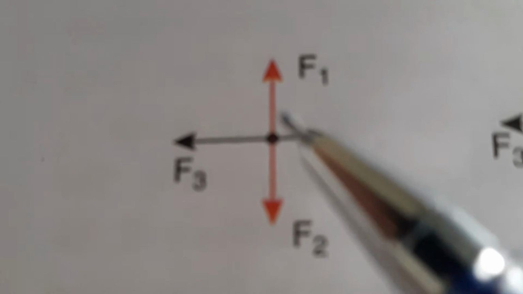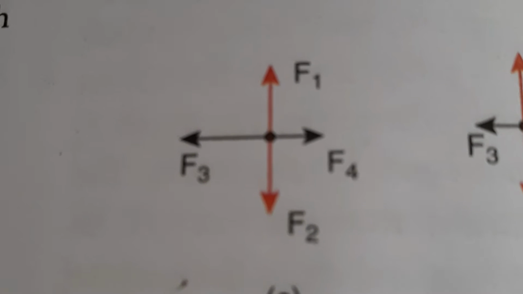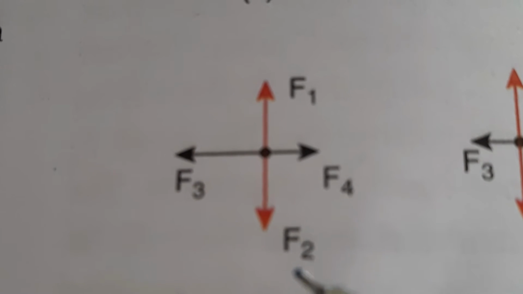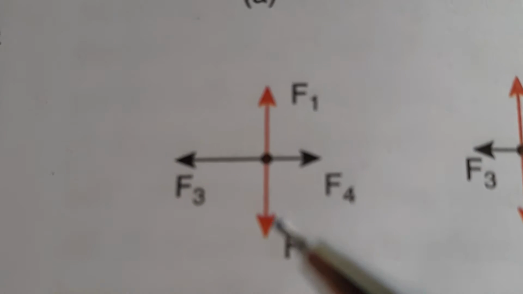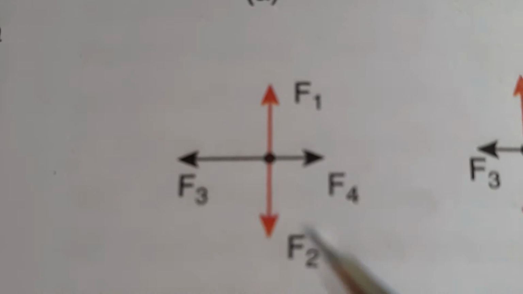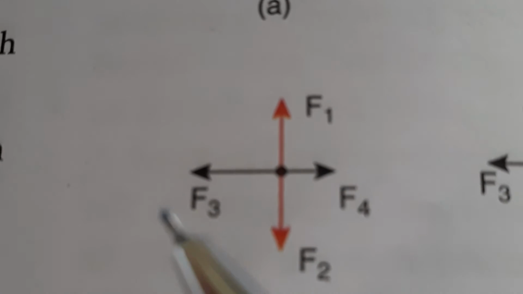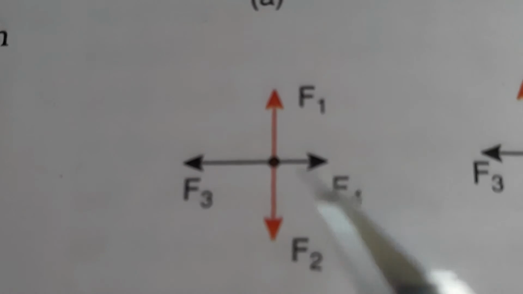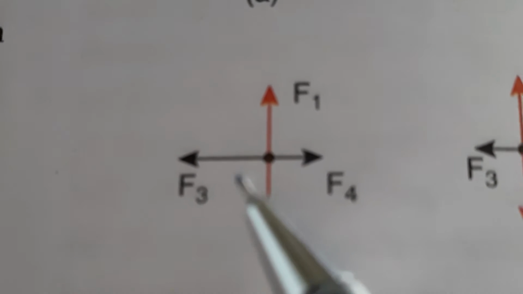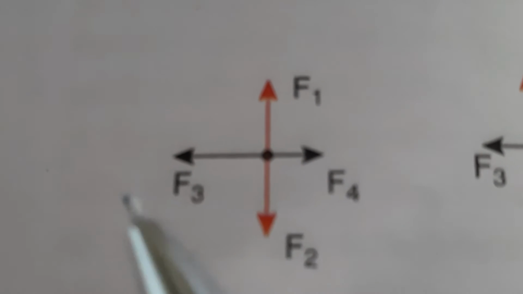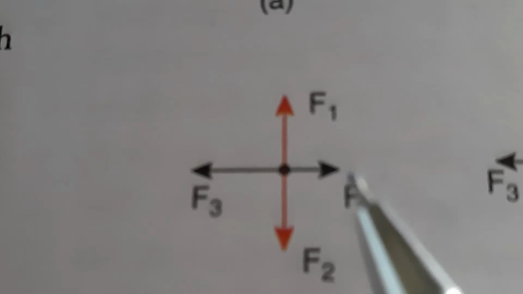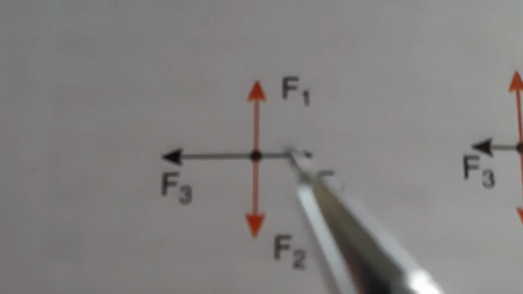Okay. Now in the third diagram, if you take F1 and F2, F1 and F2 are of equal length. So the net balanced force will be 0. So there is no acceleration in the y direction. And F3 and F4, if you take it, F3 is greater than that of F4. So here it is an unbalanced force. But F3 is greater. So the particle is accelerating in negative x direction. So totally you can say there is no acceleration in y direction, but accelerating in negative x direction. Coming to the fourth diagram.